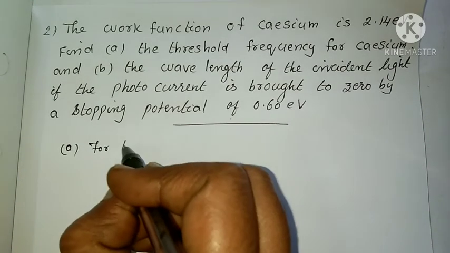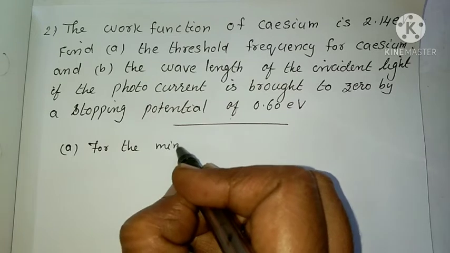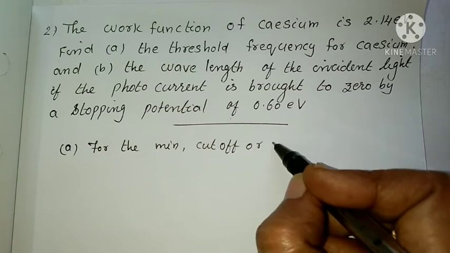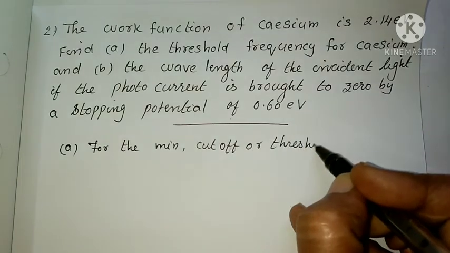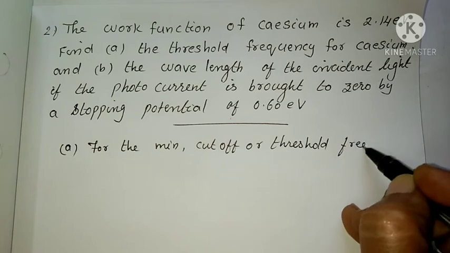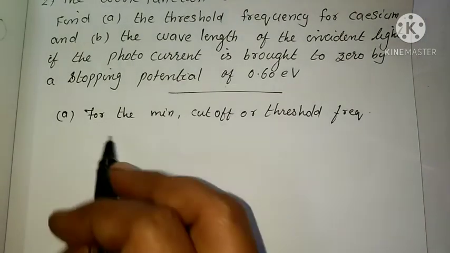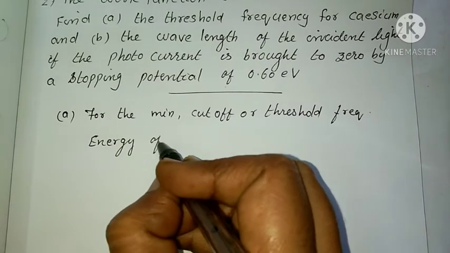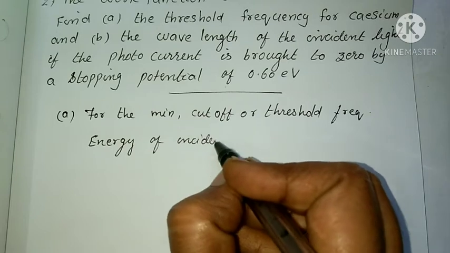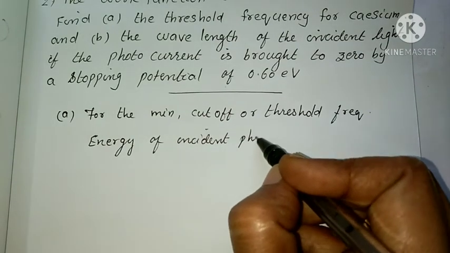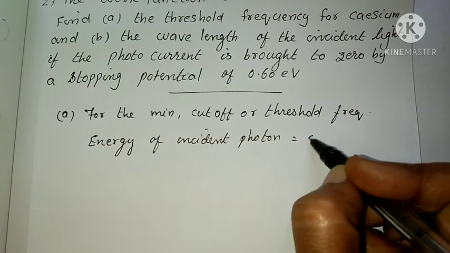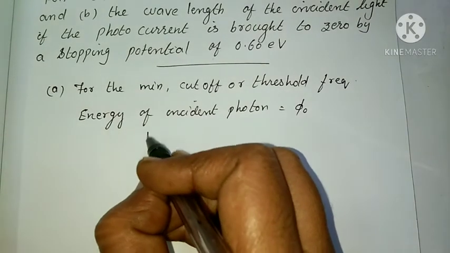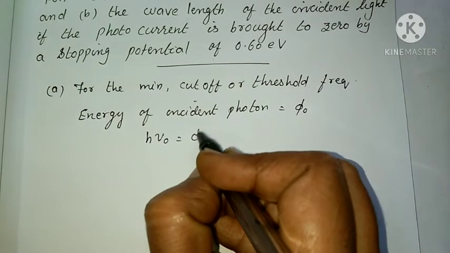For the minimum cutoff frequency or threshold frequency, we have the equation: energy of incident photon is equal to the work function phi 0. Okay, so we can write h nu 0 equal to phi 0.